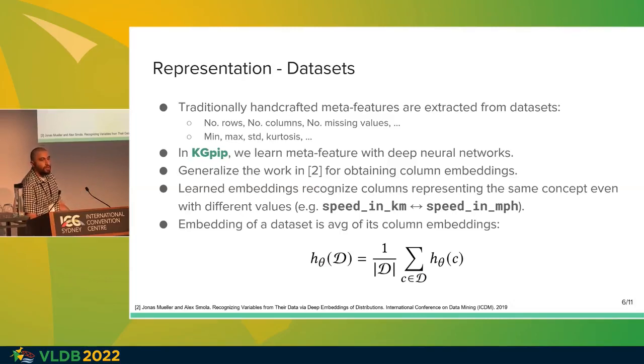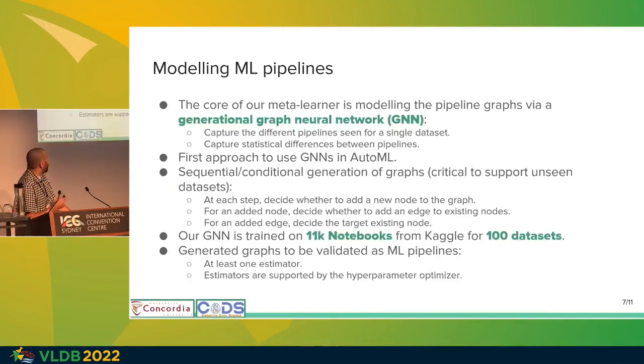With these column embeddings, similar columns will have similar embeddings, even if the column values themselves are different, as long as they represent the same concept. For example, if we have two columns, speed in kilometers and speed in miles per hour, they will have similar embeddings. This is the power of neural networks in learning these column embeddings. In this work, we generalize this by having the dataset embedding as an average over its individual column embeddings. Now, this is the representation.